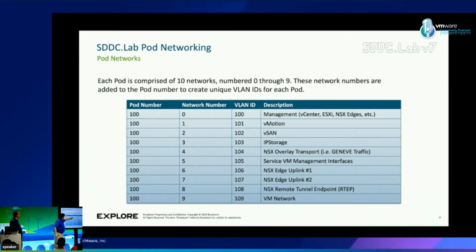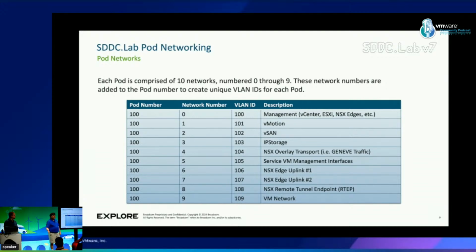These are the various segments that we utilize for each pod. We start with management. We do have vMotion and vSAN. We do separate out the vMotion just like you would in a production environment. We do also have IP storage, even though we don't really use it for anything. There is an option to leverage NFS. Also the NSX for overlay for Geneve traffic.